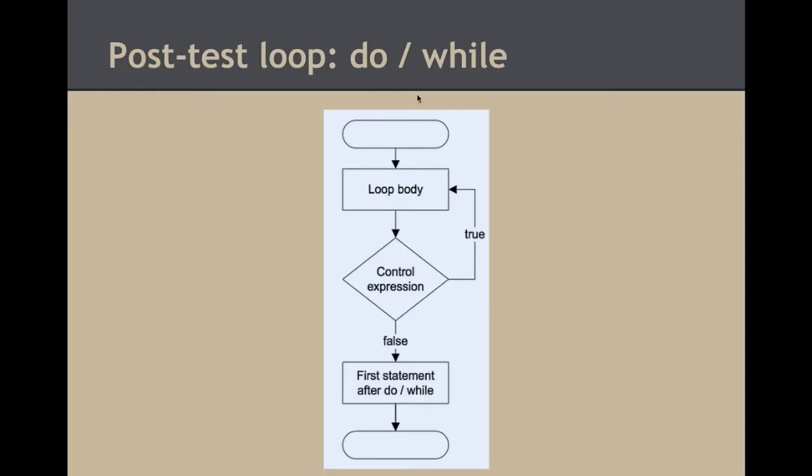On the other hand, in a do-while loop, since it's post-test, the control expression is after the loop body. Okay? If you follow the flow, you can see that that means that the loop body has to be executed at least one time. Then the control expression is evaluated, and if it's true, we loop back and execute the body again. If, on the other hand, the control expression is false, then we fall out and do the first statement after the do-while loop. Okay? So basically we stand the while loop on its head, do the body first, then the control expression.